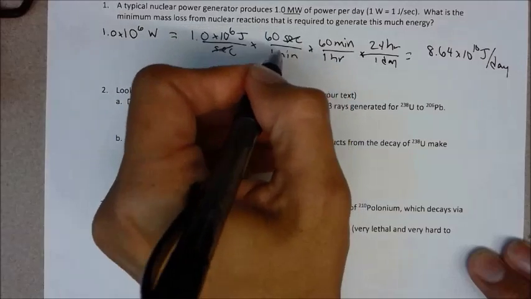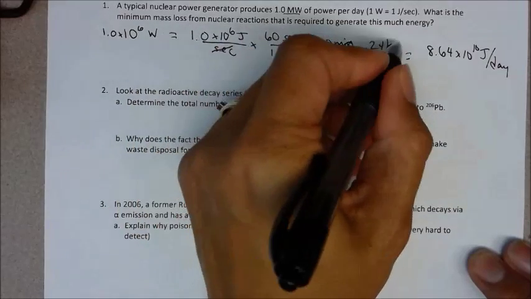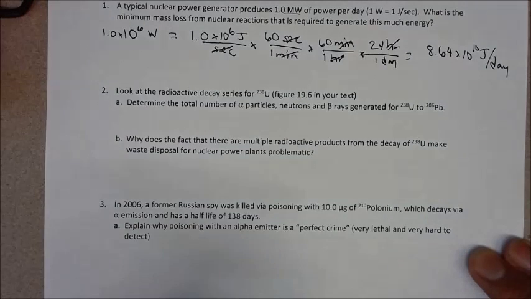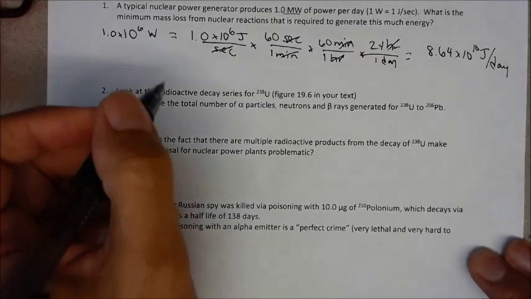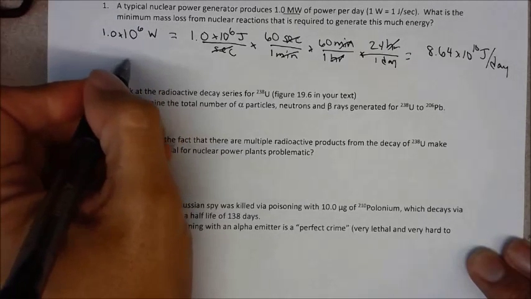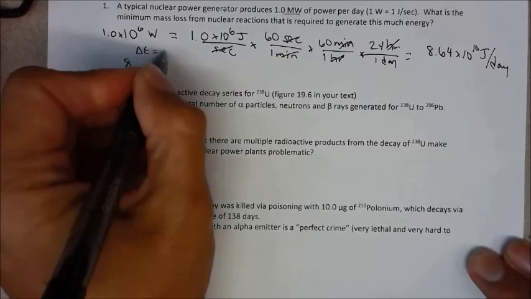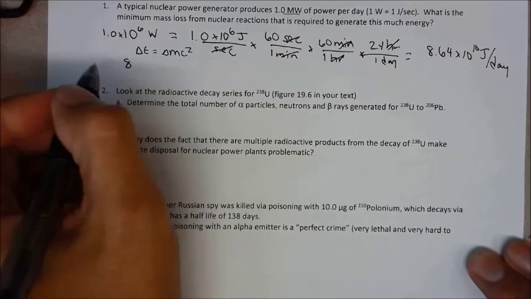Notice the units should cancel. If you end up with seconds squared per day, there was a mistake somewhere. The next question is how much mass loss would need to occur for this amount of energy to be outputted. So for this we can use delta E equals delta m c squared.